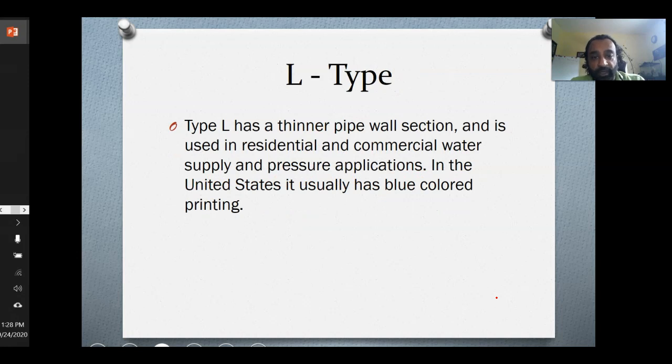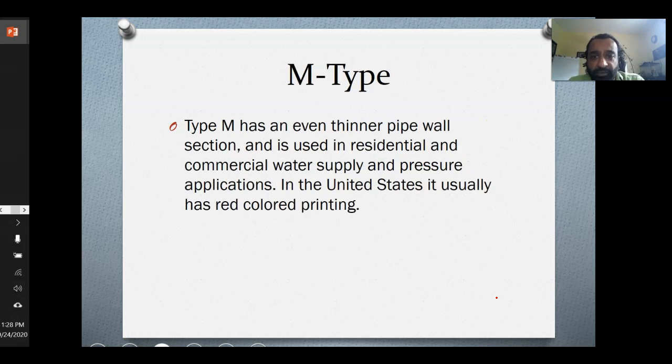L type is a little bit thinner than K. Where do you find this? The printing is usually on the side of the pipe. It will say the type and the pressure rating as well. L type is also high pressure, and it's used for water, and I don't think it's used for refrigerant. M type is more common, and we use that for refrigerant, and we also use it for oil. So we will use a lot of M type in the shop.